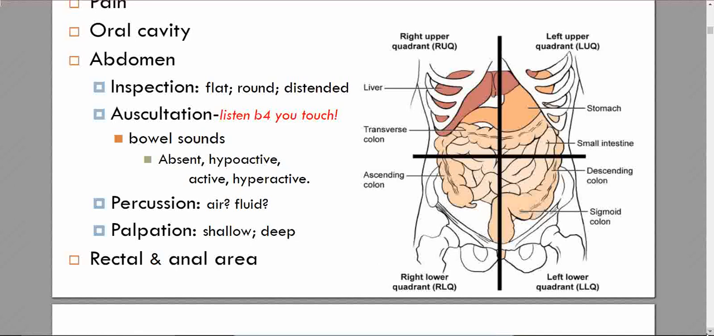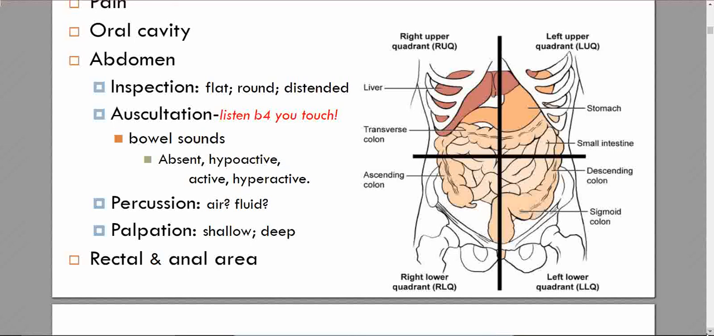Percussion is coming next, and when you percuss, we normally tend to hear sounds. So we can check whether there is air in the stomach or fluid in the stomach, from the sound that the percussion produces. When you percuss, you use the single percussion technique, and you'll get to hear whether there is air or fluid by tapping on the stomach. You can check on YouTube how you're supposed to percuss it.